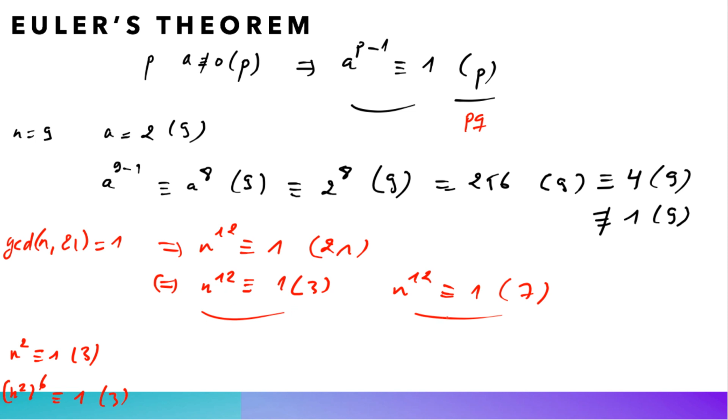For modulo 7, it is the same thing. n is different from 0 modulo 7, because otherwise 7 would divide n, and we know that the GCD of n and 21 is equal to 1, so 7 cannot divide n. And thus, by Fermat's little theorem, one gets that n to the power 7 minus 1, which is n to the power 6, is congruent to 1 modulo 7, and if you square both sides, we get that n to the power 12 is congruent to 1 modulo 7.